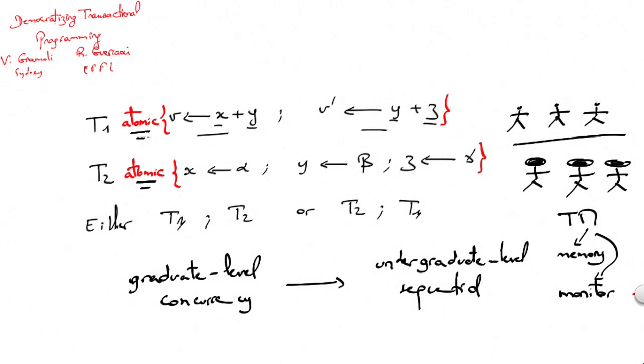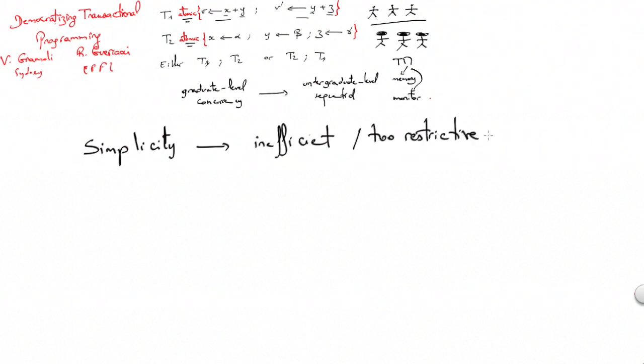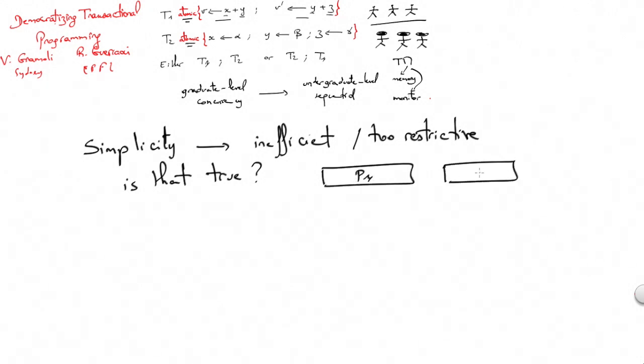It is sometimes argued that the transaction abstraction is inefficient. Because of its simplicity, the transaction abstraction is inefficient or too restrictive. And this usually means that it reduces performance. But is that true? How can we know that precisely? One way to do that is to build two programs, P1 and P2, both seeking to implement the same higher level abstraction, one using transactions and the other one using something else. Say, for instance, the lock abstraction.